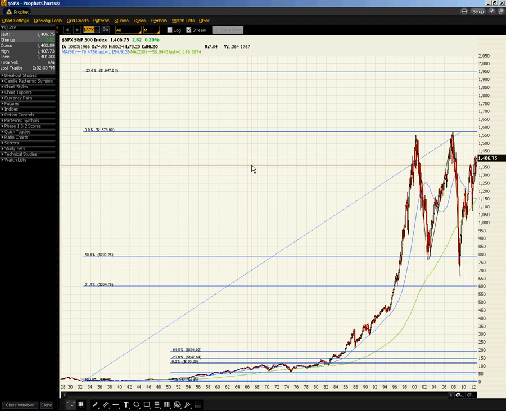I've actually got a monthly chart because we're going to be looking at some technical indicators that we don't normally look at, specifically the 50-month and the 200-month, and then the 50-day and the 200-day moving averages. And I want to show you where we are because this is actually an important point.